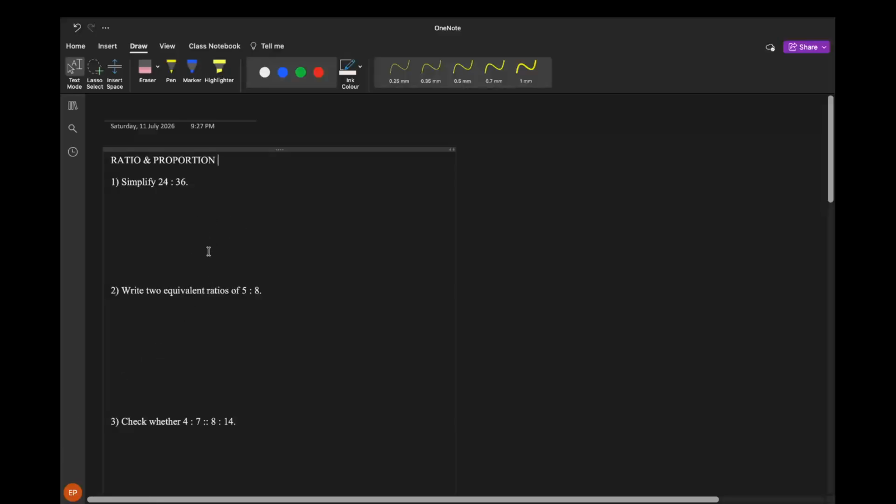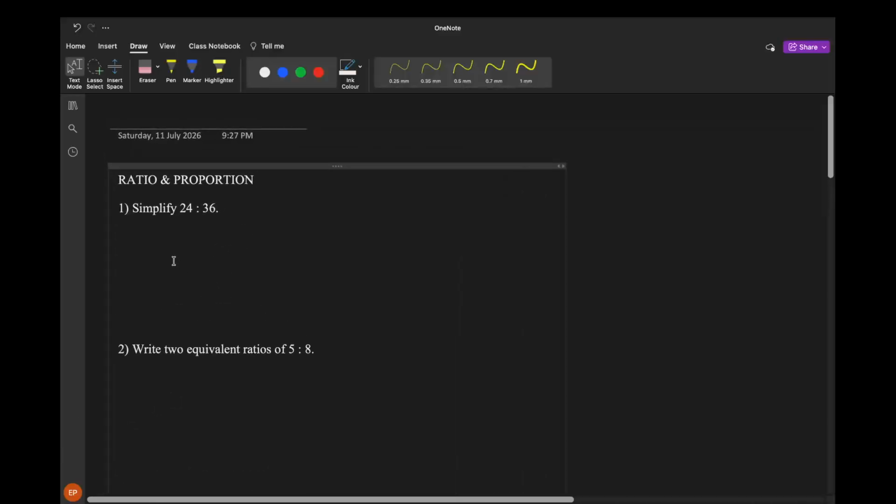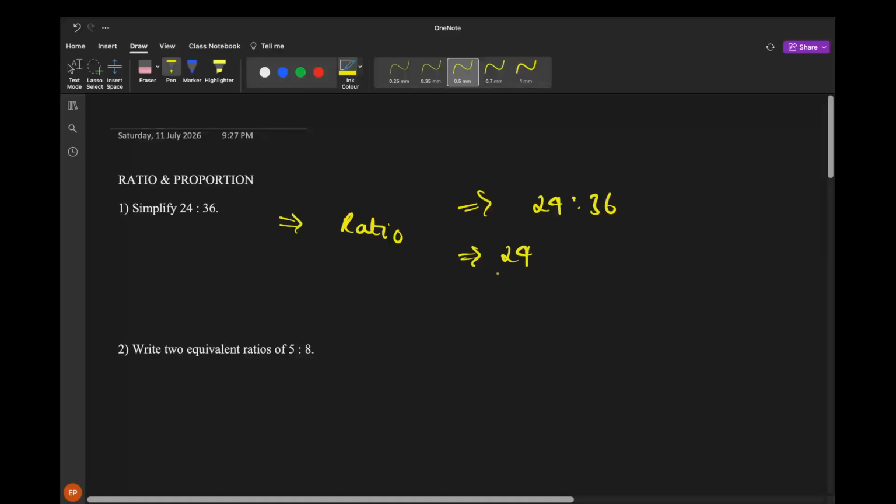Okay. First question is simplify 24 is to 36. This is a ratio, right? Simplifying a ratio means it can be written as a fraction. 24 is to 36 can be written as 24 by 36. 12 2s are 24, 12 3s are 36, so it can be simplified as 2 is to 3.